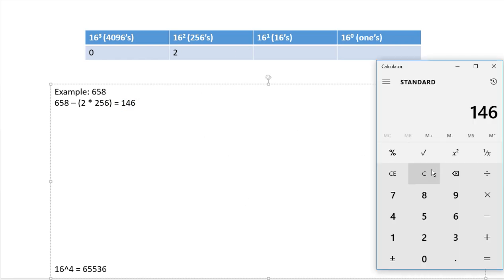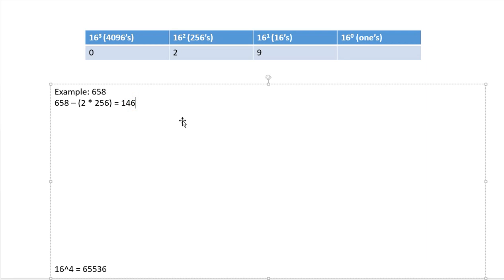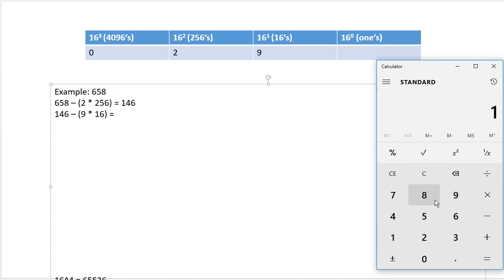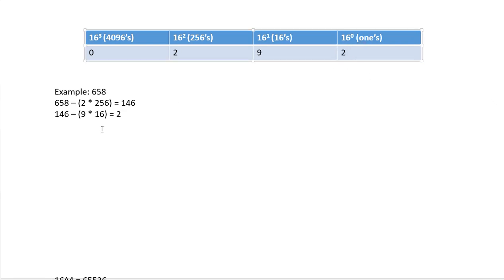How many 16s go into 146? Well, if we divide by 16, it's going to leave us with a decimal. It's going to leave us 9, so 9 goes in there. Now we need to do 146 minus 9 times 16, and that is equal to 2. So obviously we've got 2 left, and this is the ones column, so we just enter the number 2. And then that is it. That is our hexadecimal number.